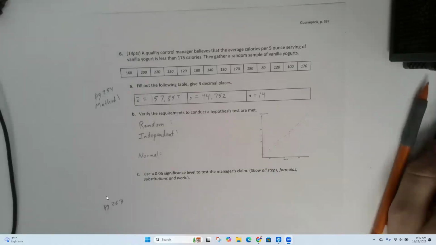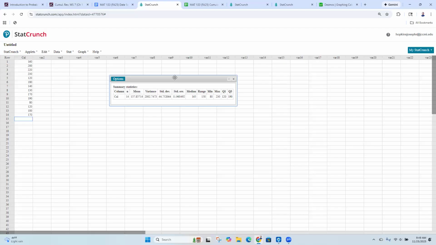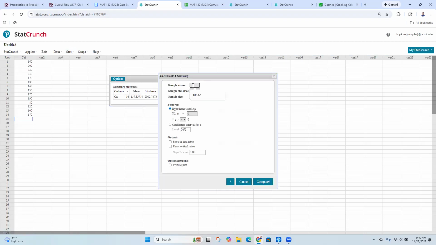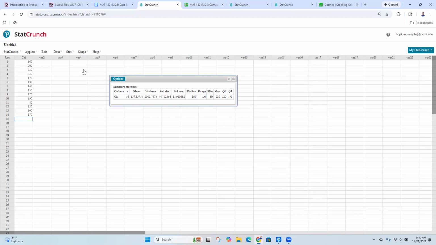Because we're going to need those when we do page 263 and we put our information into StatCrunch in order to calculate our p-value. So you're going to go Stat, T Stats, One Sample. If you do one sample with summary, it's going to ask you for the mean and the standard deviation, which we just calculated.